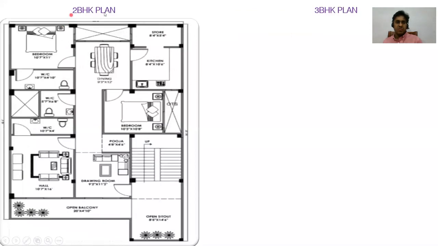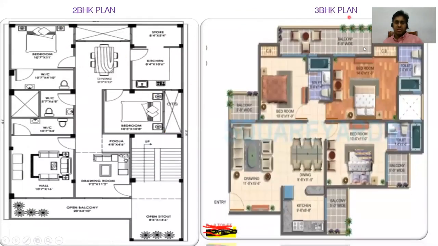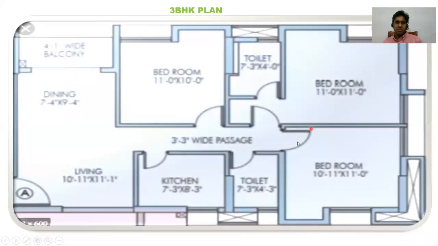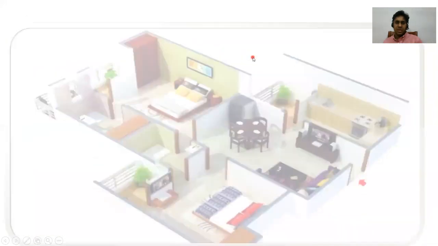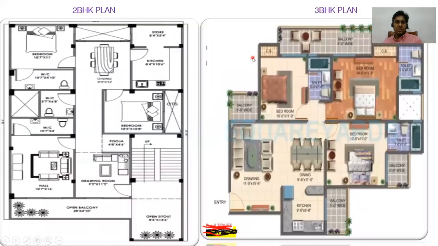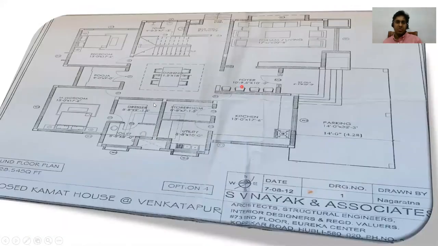In the same way, let us say you have a 2 BHK plan. This is how a 2 BHK plan looks. This is how a 3 BHK plan looks, right? And this is another 3 BHK plan. Once this is done, let us say this is the plan you liked. Out of the 4 different plans I showed you, this is the one you liked, and you told me you're going to go with this particular plan.